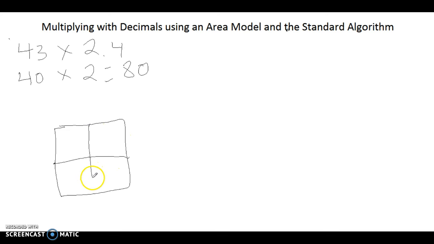So the first thing we're going to do is set up our area model. Down the side, we're going to put 43, and then across the top, we're going to put 20 and 4. And the reason is that we are going to treat 2 4/10 and decompose it in terms of tenths, which means we have 24 tenths. And then solve our area model.